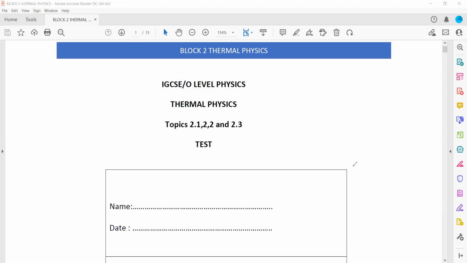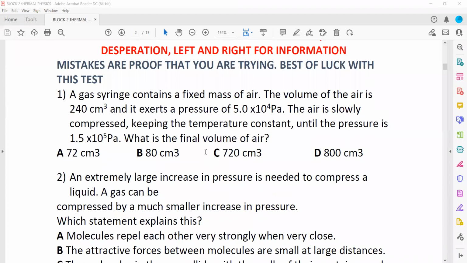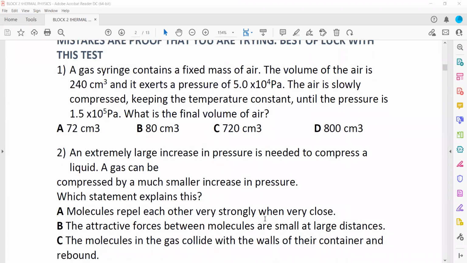So this session is related to discussion of topic 2.1, 2.2, and 2.3, the class test. Starting with the MCQs, the first question: a gas syringe containing a fixed mass of air, the volume of the air is 240 cm cube, and it exerts a pressure of 5 exponent 4 Pascal. The air is slowly compressed, and the temperature does not change until the pressure changes to 1.5 exponent 5 Pascal. What is the final volume?